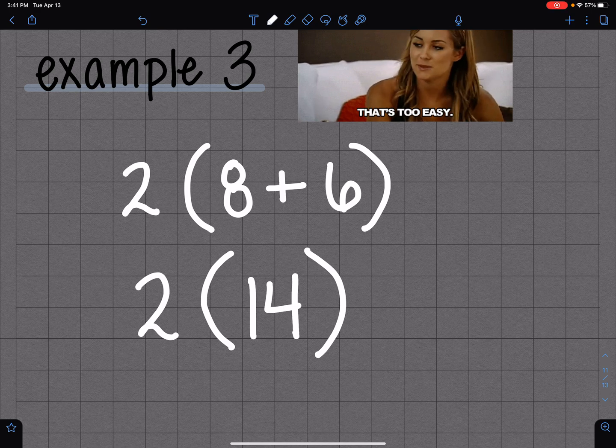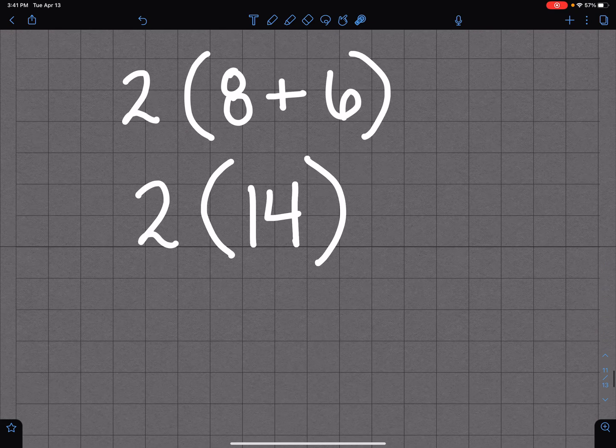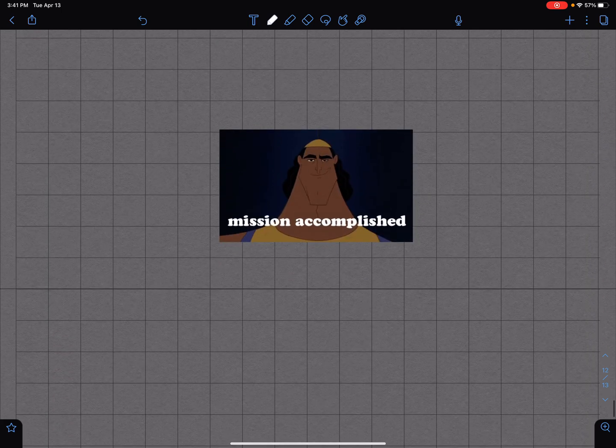Okay, now basically when you have it in parentheses like this, it's like saying 2 times whatever the answer in parentheses is. So then the last step is we're going to multiply. And what is 2 times 14? It is 28. Another answer of 28, right? Cool. Alrighty.